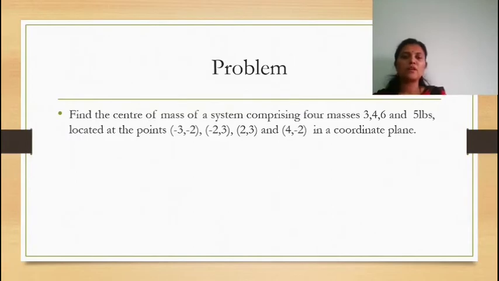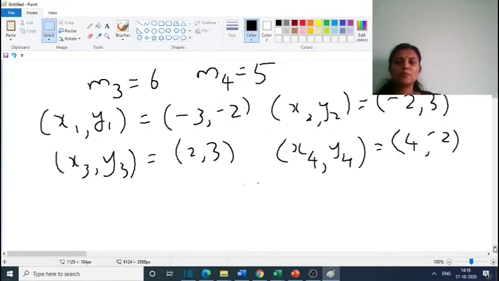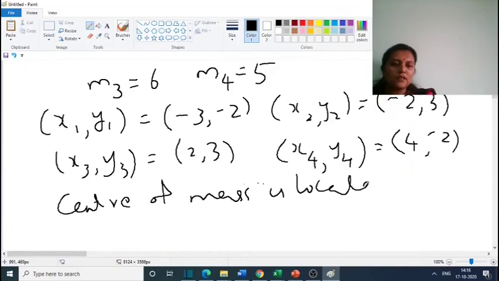Now we have a problem. Find the center of mass of a system comprising four masses 3, 4, 6 and 5 lbs located at the points minus 3, minus 2; minus 2, 3; 2, 3; and 4, minus 2 in the coordinate plane. Here m1 equal to 3, m2 equal to 4, m3 equal to 6, m4 equal to 5. x1, y1 is equal to minus 3, minus 2. x2, y2 is equal to minus 2, 3. x3, y3 is equal to 2, 3. x4, y4 is equal to 4, minus 2. We know that the center of mass is located at x bar, y bar.